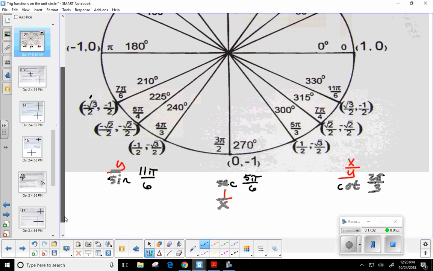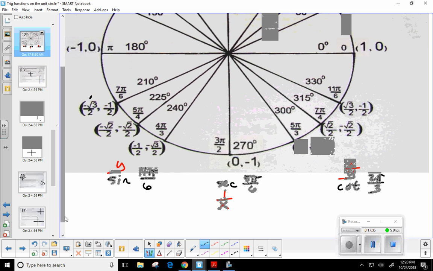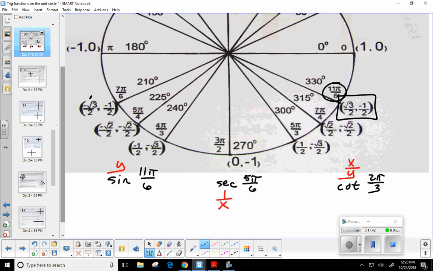Where is 11 pi over 6? What quadrant? Okay, it's in quadrant 4. So here is 11 pi over 6. I'm very interested in that ordered pair. Remember, what does sine want? Just the y value. If it's cosine or sine, you don't have to do any algebra. So the y value is negative 1/2. That's the value of sine of 11 pi over 6. How many people got that right? Okay, good. Let's try the next one.